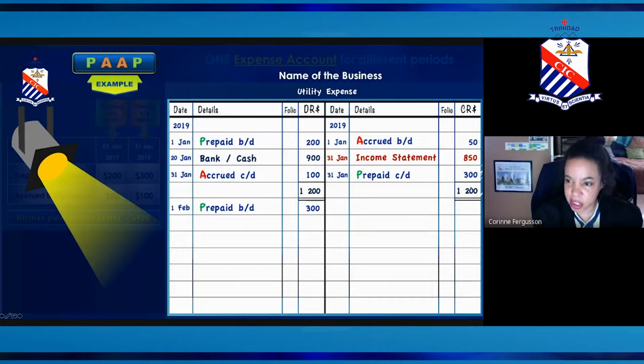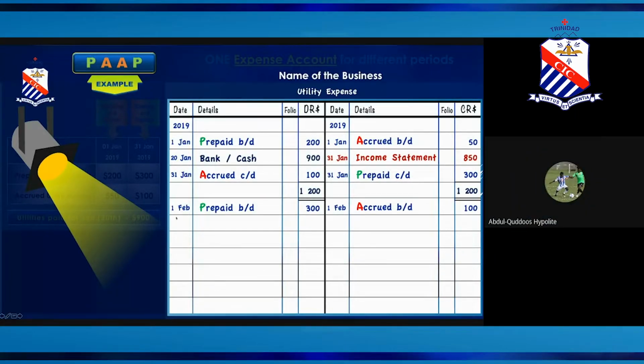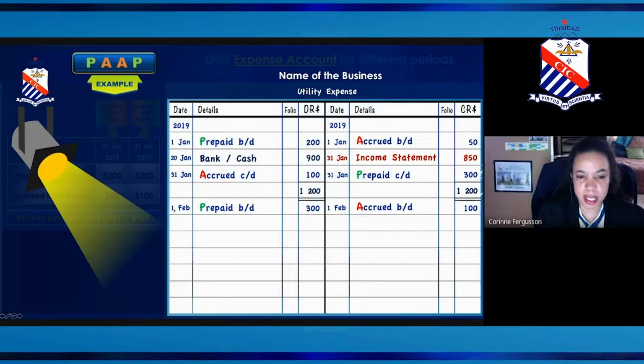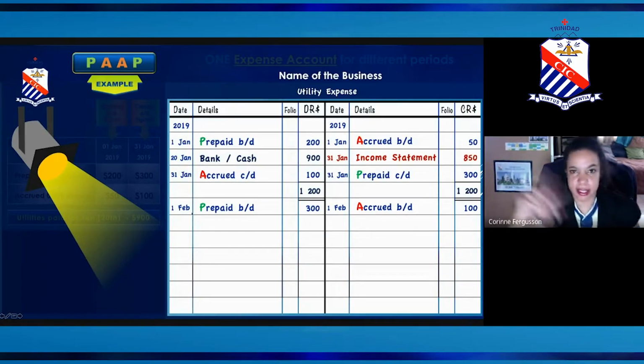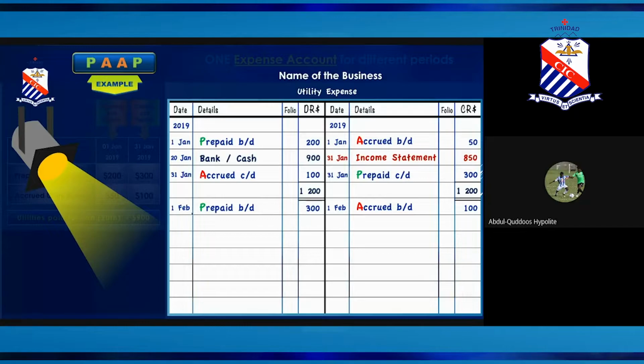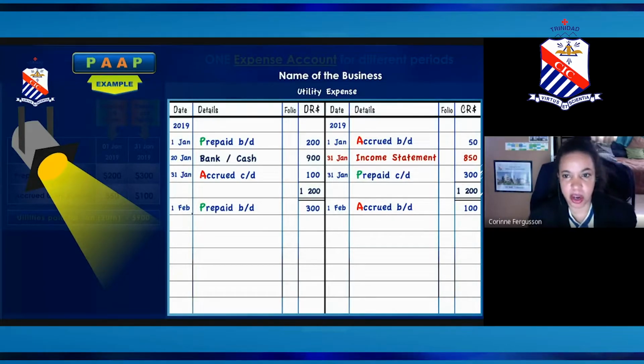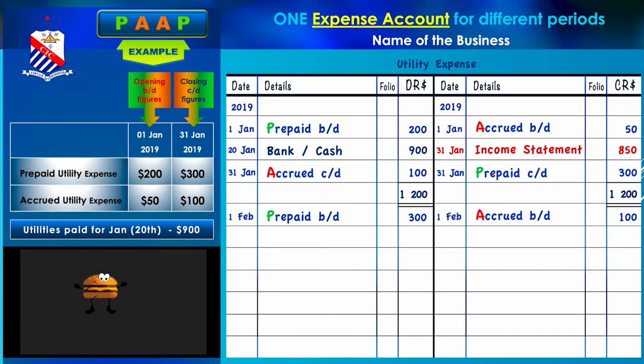So it was 300 prepaid at the end. So you bring it across on this side, 300. And then the last thing that you do would be the accrual. Notice the date, it's always the opening figure for the next month. And this is your answer. And this is your first example.